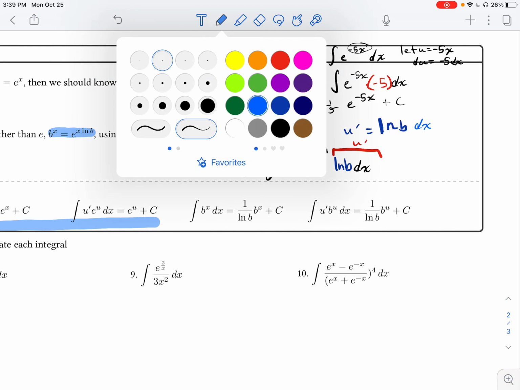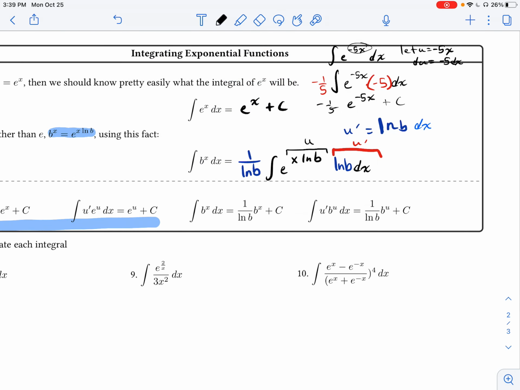So now we can just rewrite this as 1 over the natural log of b times b to the x plus c.